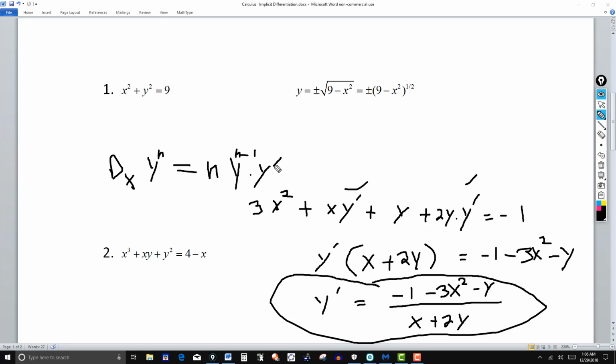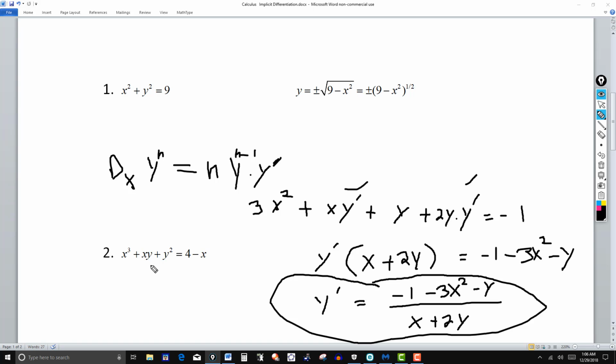Okay, and then basically you solve for y prime. So collect all your terms that have a y prime, like I did here. Everything that doesn't have a y prime, or dy over dx if you use the other notation, those terms that don't have the y prime, take them over to the other side, and then factor the y prime from the terms that do have it, and solve for y prime. Okay, so this is how this is done.